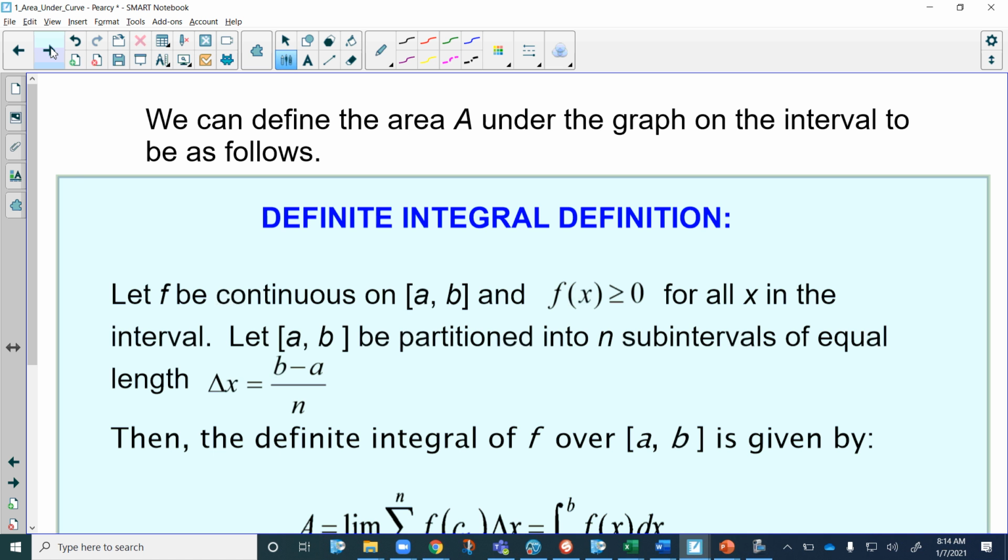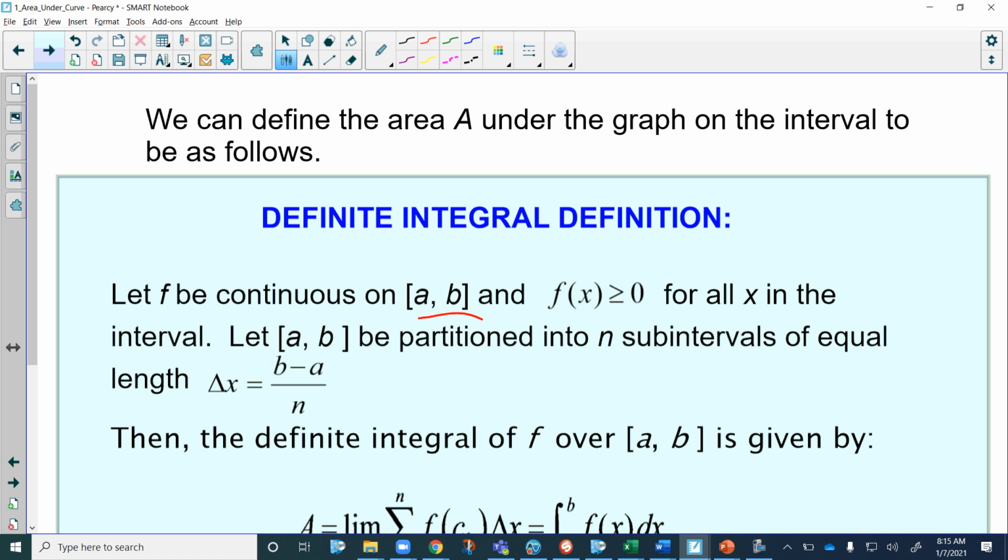Here is where they're getting into the mathy definition of the definite integral. When we're talking about a definite integral, we're referring to the fact that we have a starting point and an ending point. We're going to start at some point on the x-axis and finish at some point on the x-axis. That's why they're giving us this closed interval to work with.